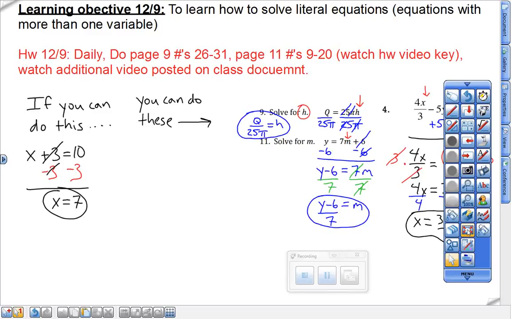So again, we're going to get going on these little equations. I'm going to show you how regular math works, and then we're going to be doing it with just variables.